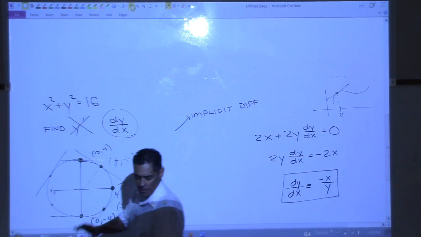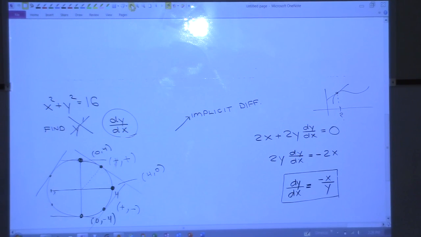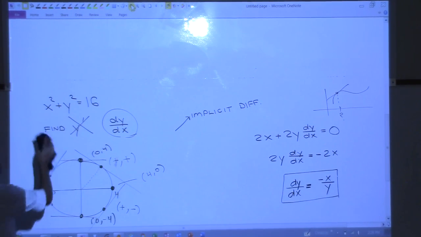And in theory, this will work for any relationship we have. Any implicit equation, we can always find slopes of tangent lines. We just have to be able to crank out that derivative. All right, so let's look at the next one.